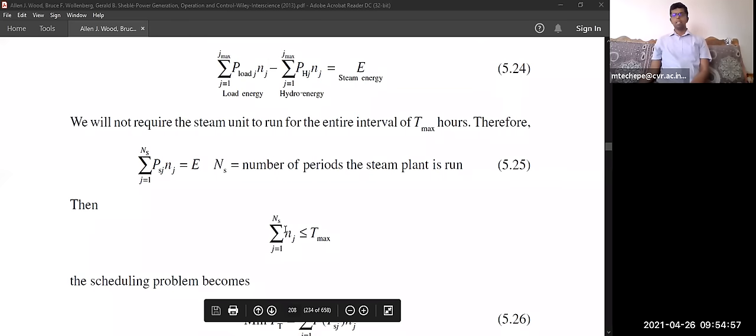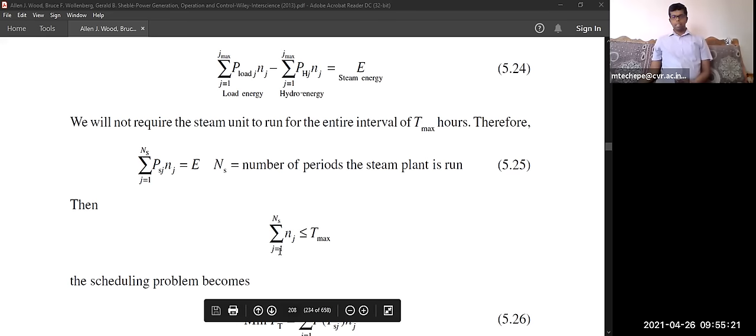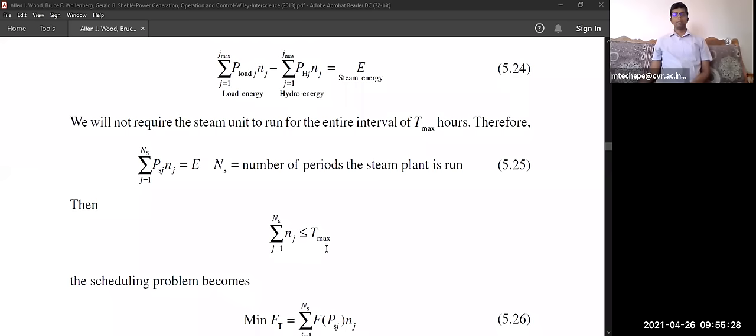If it is equal, then the maximum amount of energy is generated from the steam power plant, equal to T maximum hours. That scenario will not appear. If that scenario happens, the cost required for a steam power plant will be very high. So the sum of Nj for j equal to 1 to Ns is less than or equal to T maximum hours.